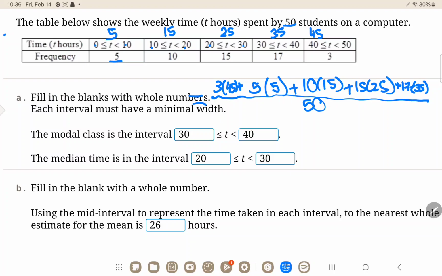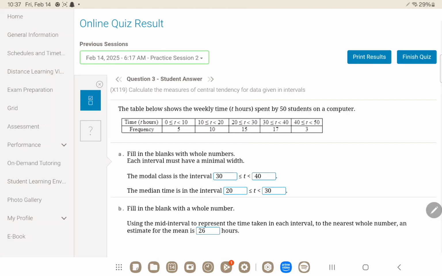Now you're going to add all this in your calculator. I'm going to do that really quickly. Now I put all that in my calculator. You're going to get the answer to be 25.6. So that's your mean, my bad. Now they want it to the nearest whole number. 25.6 means round up to 26 hours. And that's it for this question. Now moving on.